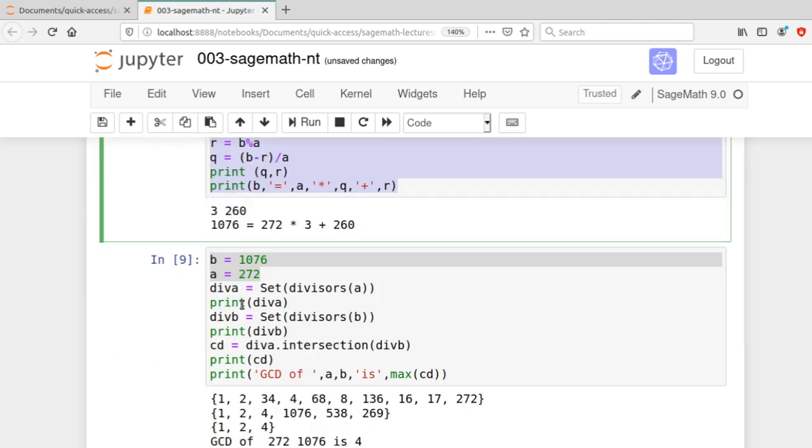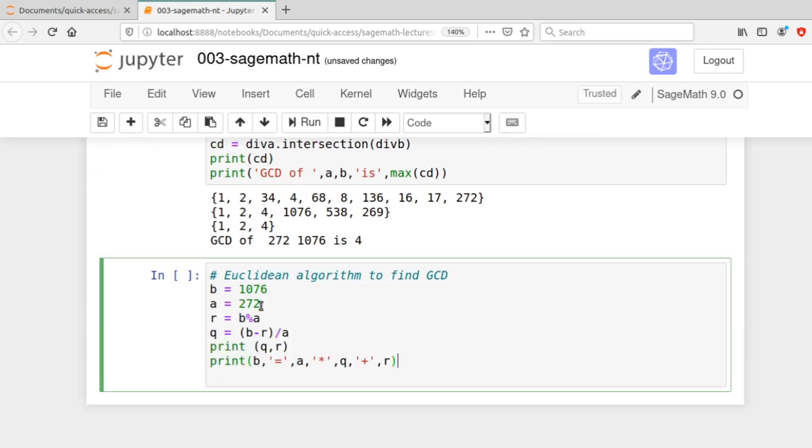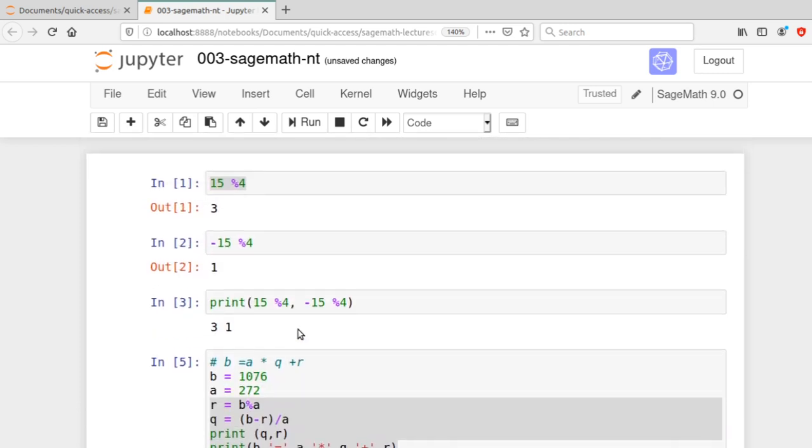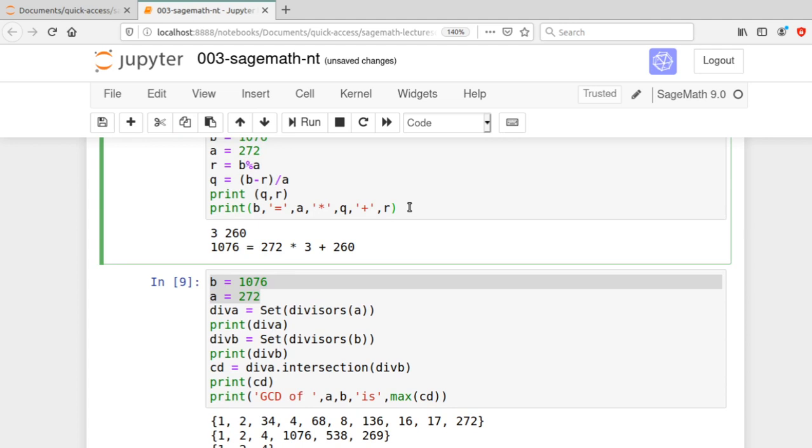Okay, let us copy this. We are going to repeatedly perform division here. So R is equal to B percent A. Q is nothing but this. Instead of this, one can use Q is equal to (B minus R) by A. There is another function available in Sage for finding the quotient.